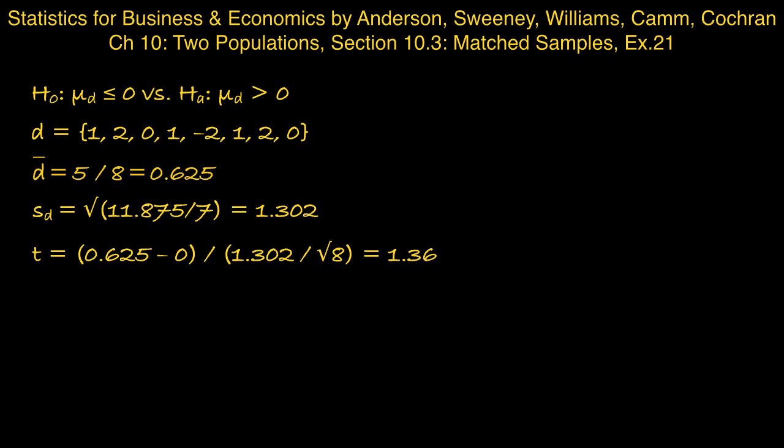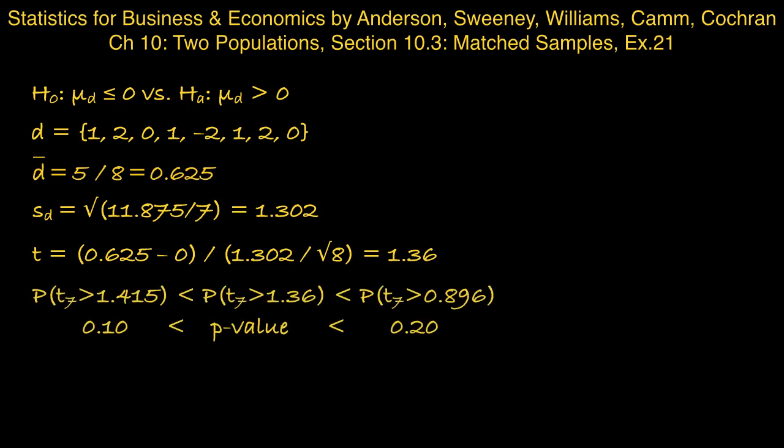So if we look along that row in the table, we find that 1.36 lies in between 0.896 and 1.415. 0.896 has a tail area of 0.20, 1.415 has a tail area of 0.10, and so therefore the p-value lies in between 0.10 and 0.20.